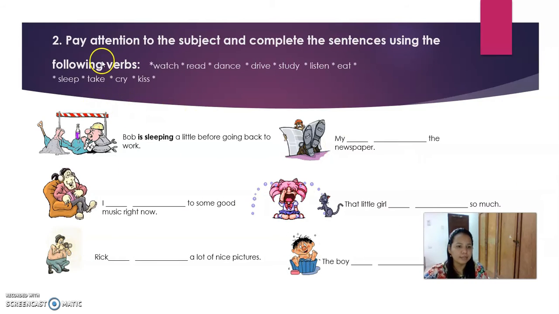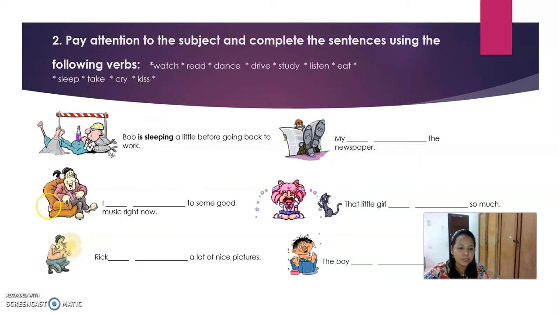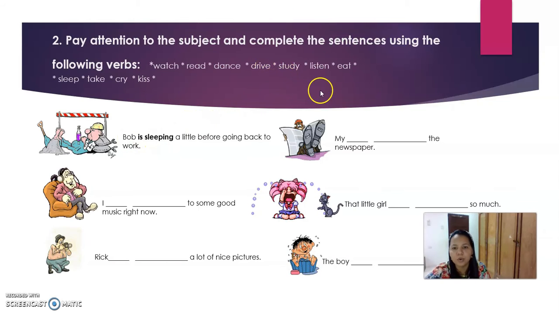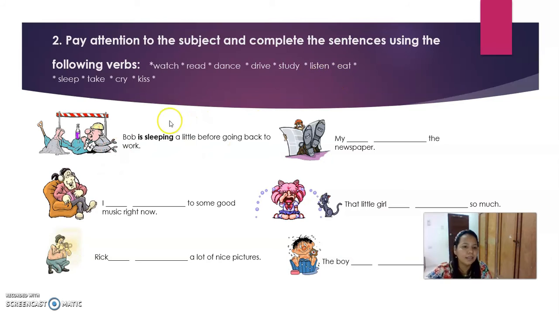After that, you have a second point. It says, pay attention to the subjects. Here we have the subjects, and complete the sentences using the following verbs. Let's see the example. In the number 1, we have a man, a worker, and the sentence says, Bob, a little before going back to work, we have to find the right verb. Bob is watching, no. Is reading, of course, no. Is dancing, absolutely no. Is driving, no. Is studying, of course, no. Is listening, no. Is eating, no. Sleep, the verb sleep, of course, he's sleeping. So Bob is sleeping a little before going back to work.